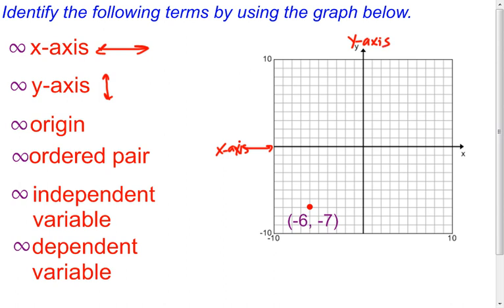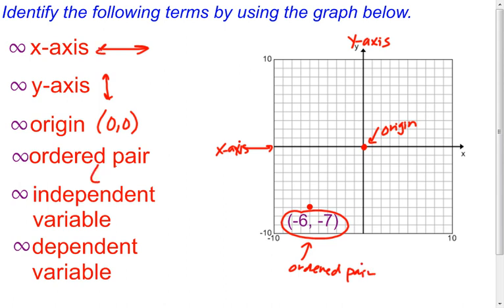The origin is also known as the point 0, 0. So this point right here is the origin. It is the point 0, 0. It's where we start measuring everything from. Then you have an ordered pair. This right here is an ordered pair. And the ordered pair, of course, is represented by how you move along the x-axis and then how you move along the y-axis.